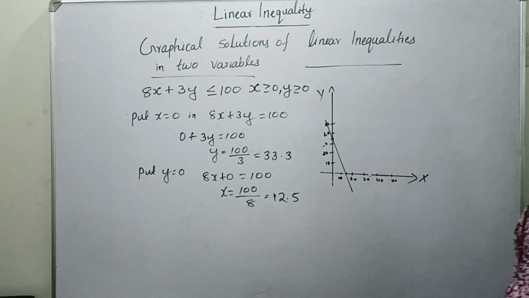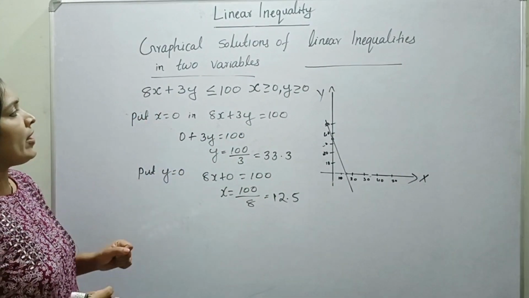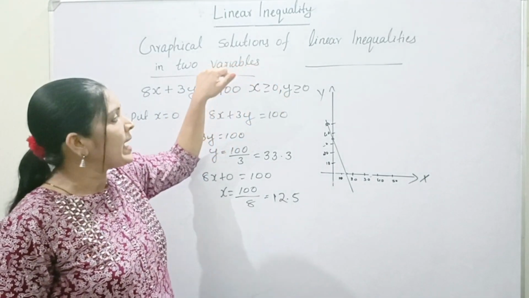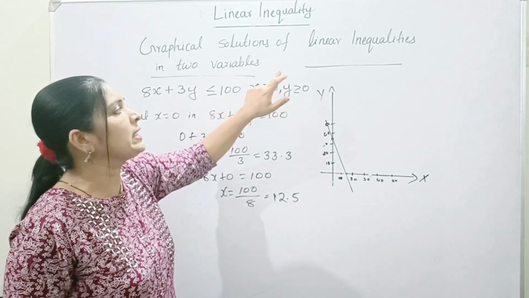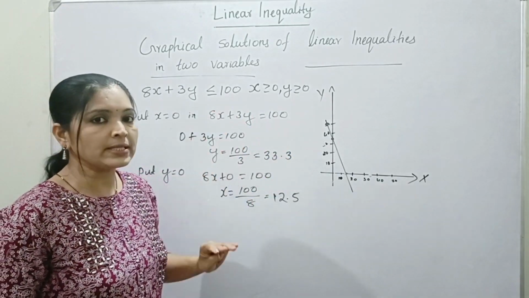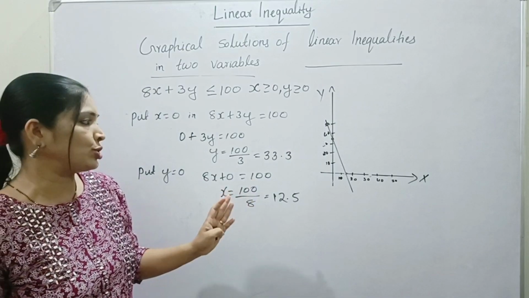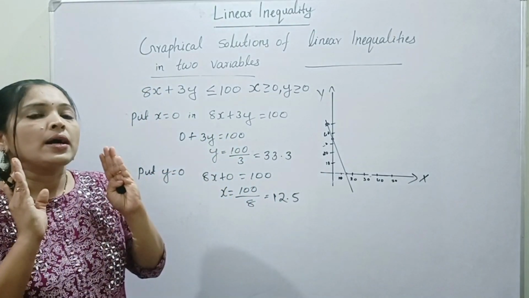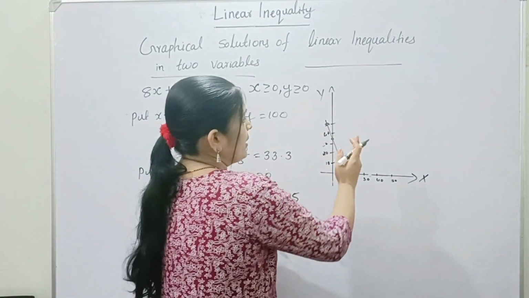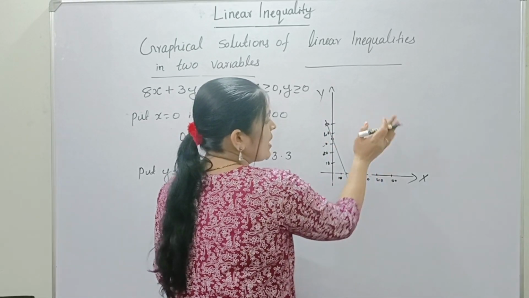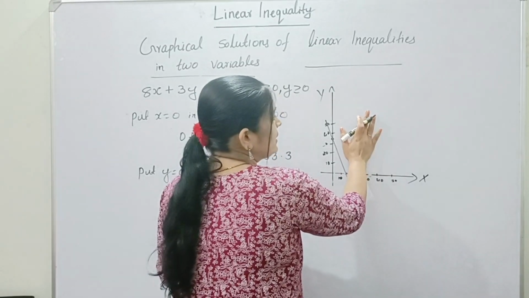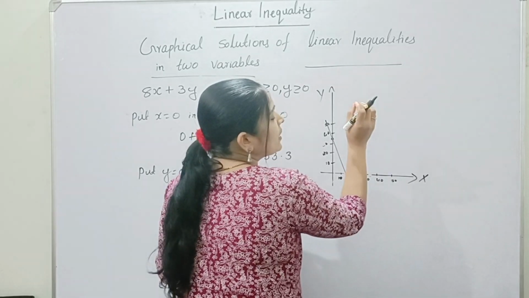So now look at the inequality: 8x plus 3y less than or equal to 100, and two more inequalities are given. x greater than or equal to 0, y greater than or equal to 0 means x is positive, y is also positive. So our solutions are in the first quadrant. Here x is positive and y is positive; y is positive here, x is also positive here. So in this region is the feasible region.